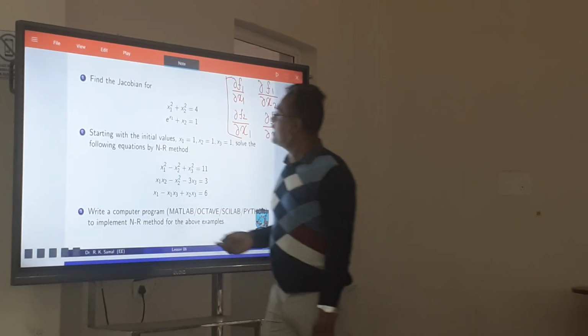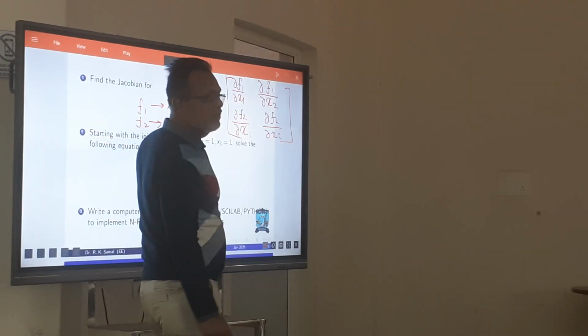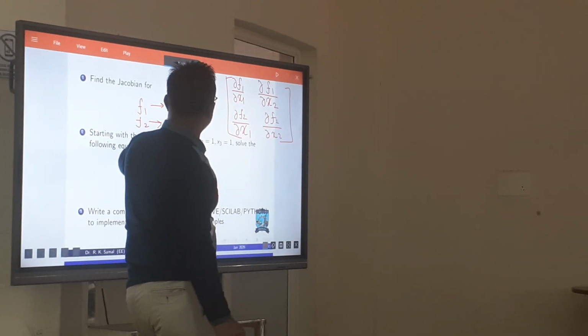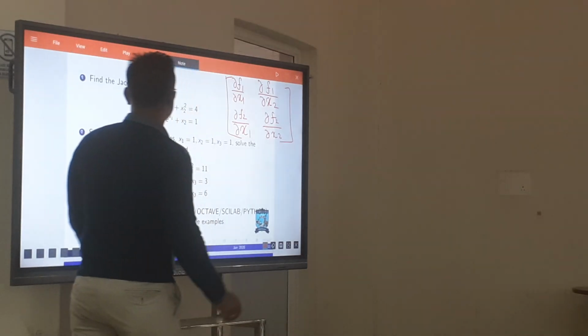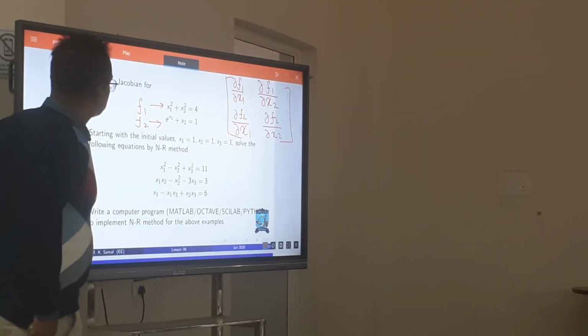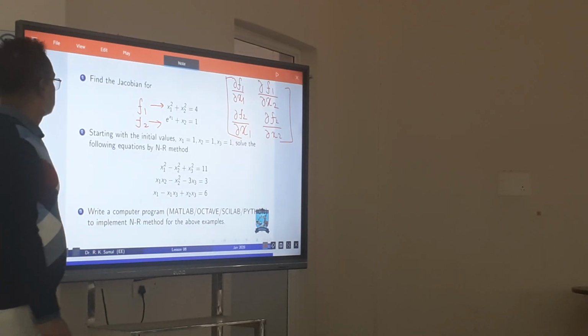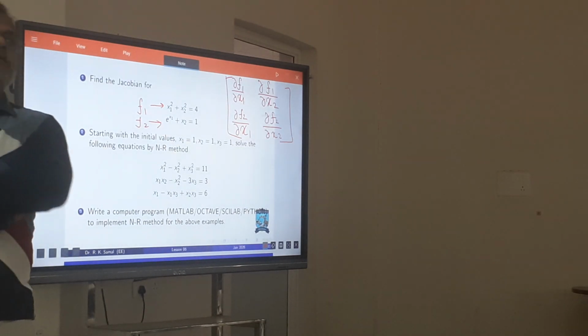So what is f1 here? F1 is x1 square plus x2 square minus 4. E to the power x1 plus x2 minus 1 is f2. So compute the Jacobian.